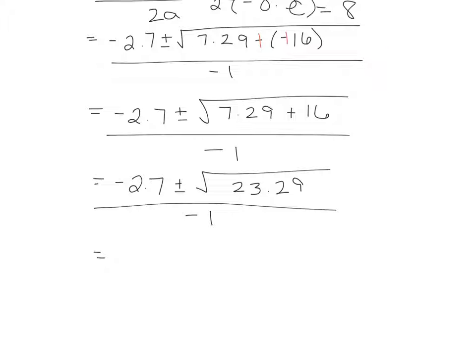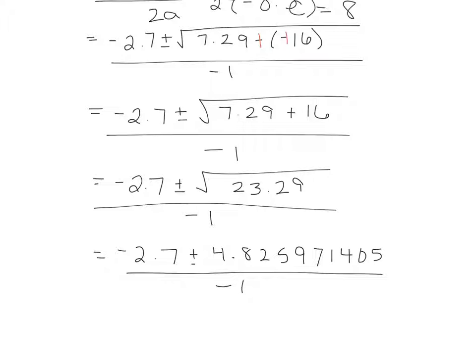Now, using our calculator, we're going to take the square root of 23.29 to get a decimal value. So when you take the square root of 23.29, you should get 4.825971405. And if you need help using your calculator, please email me the model calculator that you have, and I'll show you what buttons to push to find that answer. And this is all over negative 1.